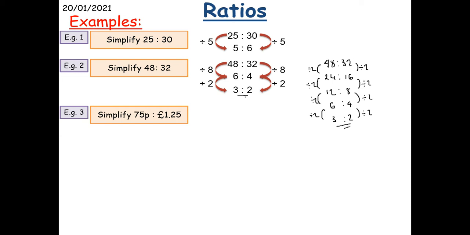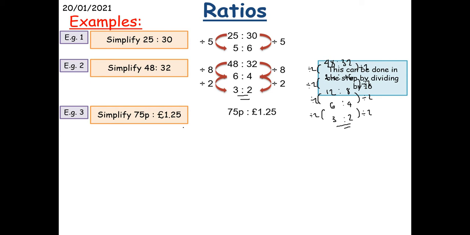So see, we end up with the same answer. We just take a few more steps. And if you need to take these few more steps, please do, okay? It does help sometimes to see it breaking down slowly. Now let's look at example 3. We have 75p to £1.25.